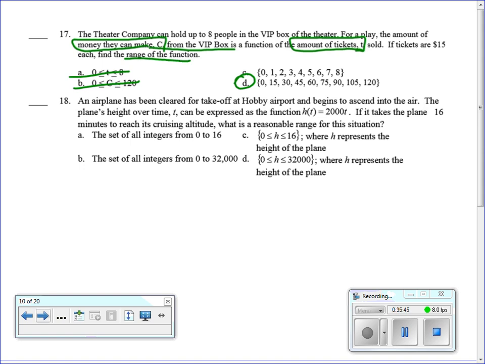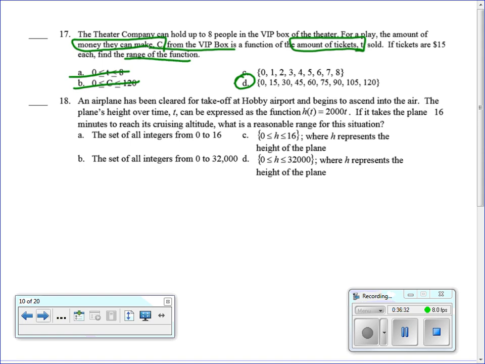So t would be time, which would be your domain, and the height would be h of t, which is your range. This would be considered continuous data, again, because you can have fractional amounts of time, and you can have fractional amounts of height. Now, we're looking for the range. For choice A, we have the set of all integers from 0 to 16. Well, that would be our domain, because the domain again is time. And we see 0 minutes to 16 minutes in our domain.